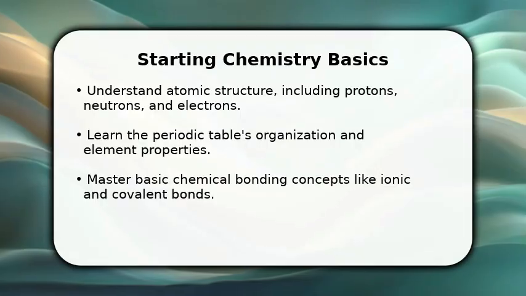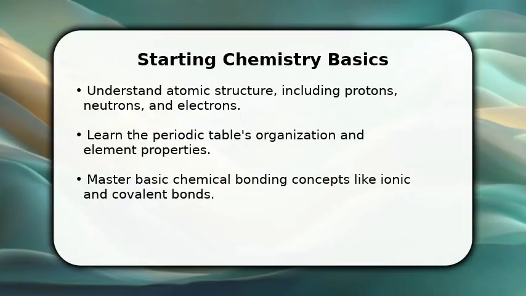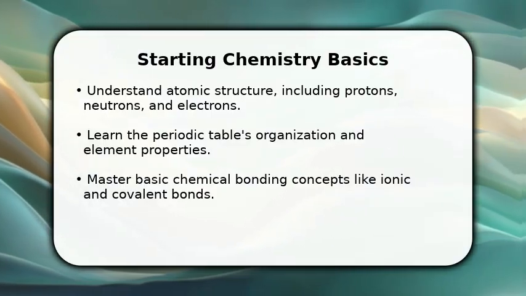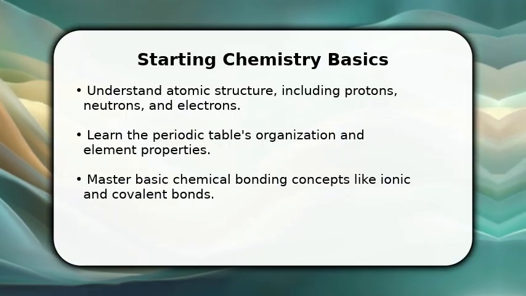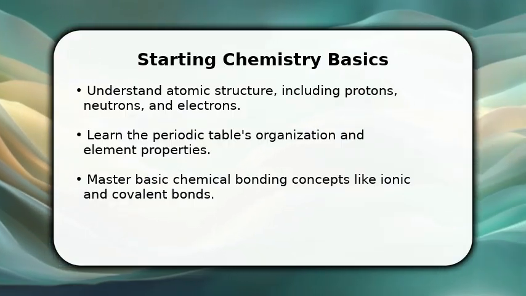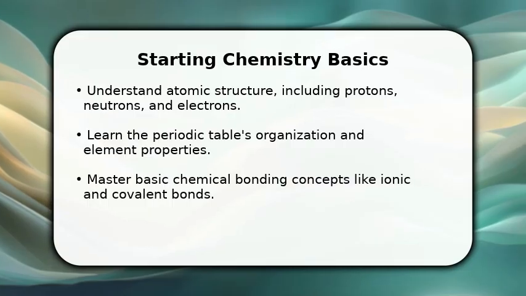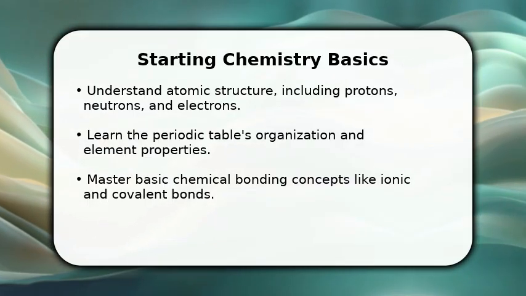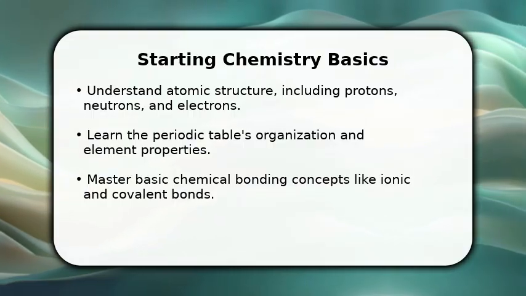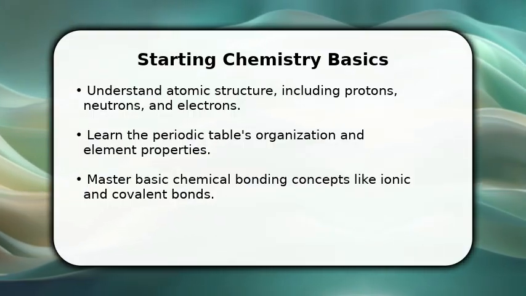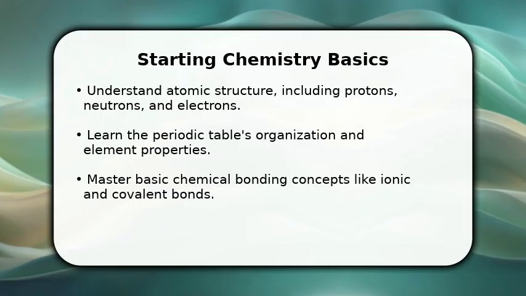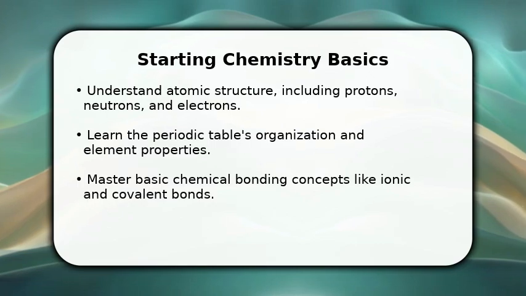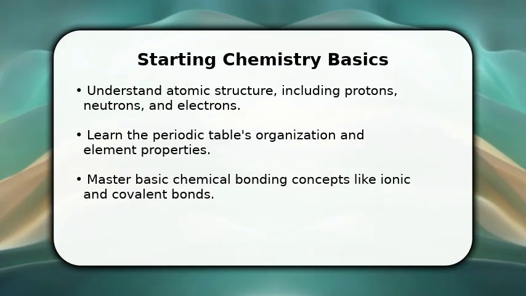Enjoy the video. In this video, I will explain how to learn chemistry from zero. Begin by understanding atomic structure, focusing on protons, neutrons, and electrons. Next, familiarize yourself with the periodic table, recognizing its organization and the properties of different elements. Finally, grasp the fundamental concepts of chemical bonding, distinguishing between ionic and covalent bonds. This foundational knowledge is crucial for building your chemistry understanding.